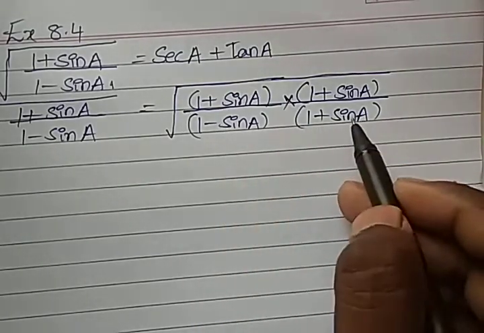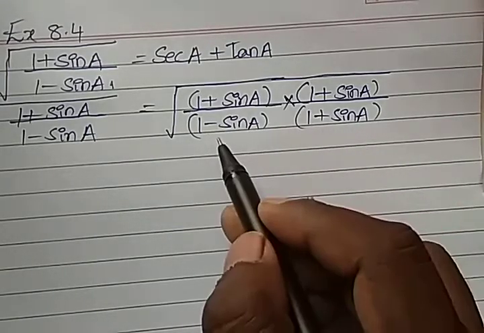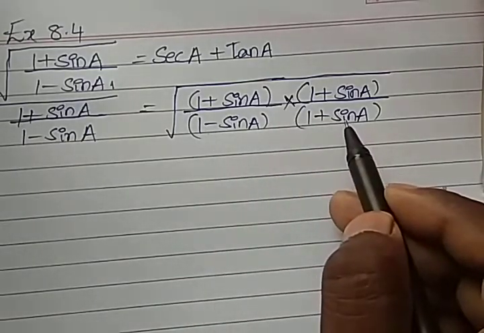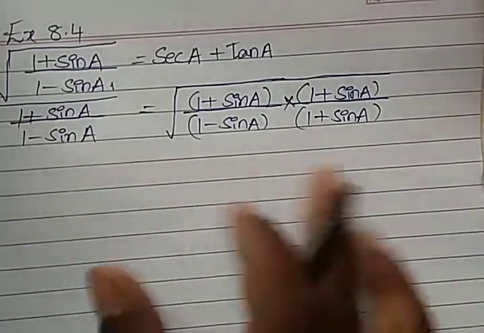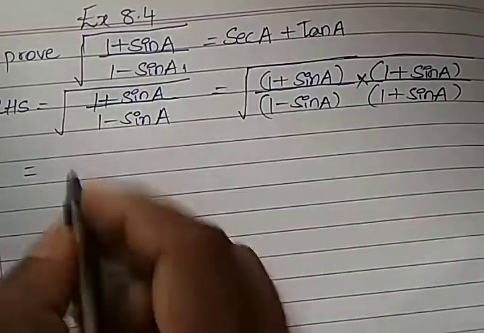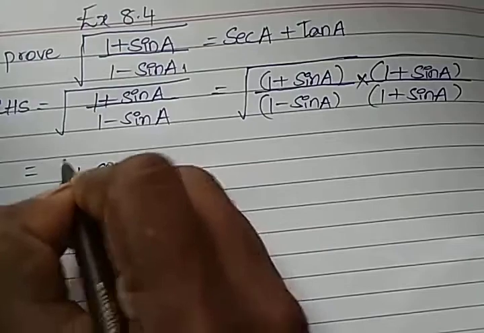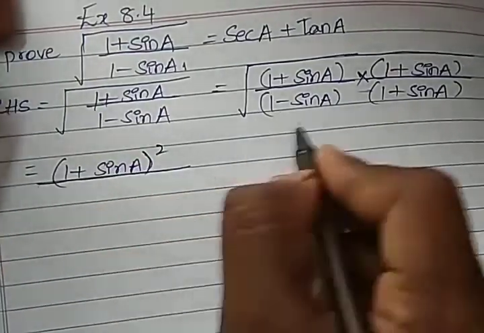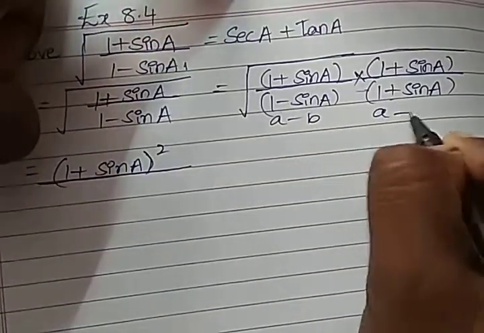1 minus sin a into 1 plus sin a is like a minus b into a plus b. So that is a square minus b square. 1 minus sin square a we will get in the denominator. 1 minus sin square a is cos square a. So here this will be written again as 1 plus sin a whole square in the numerator, by 1 minus sin a into 1 plus sin a. It's like a minus b into a plus b.